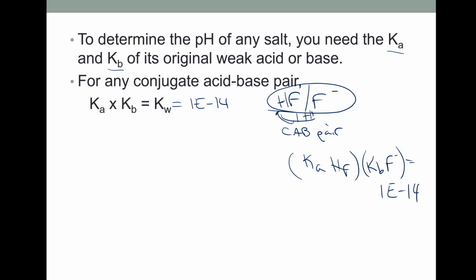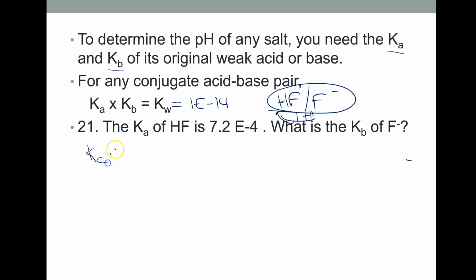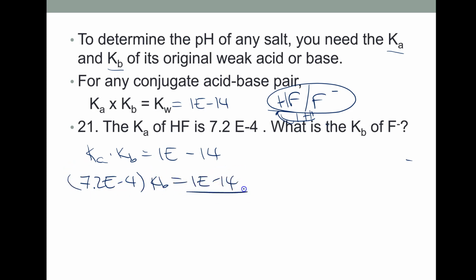Okay, so if I have to find the Kb of F-, it's just a simple algebra equation. Ka times Kb is 1e-14. 7.2 is the Ka, times the Kb. And to solve for the Kb, we divide both sides by 7.2. Oops.